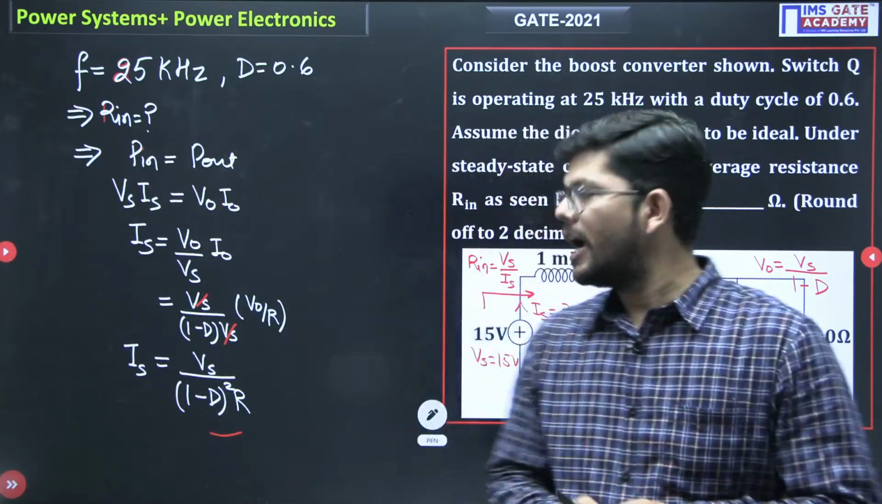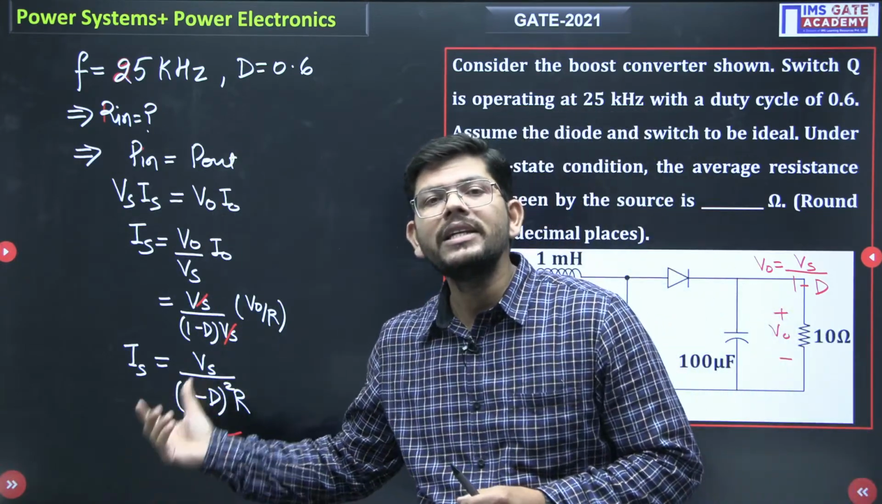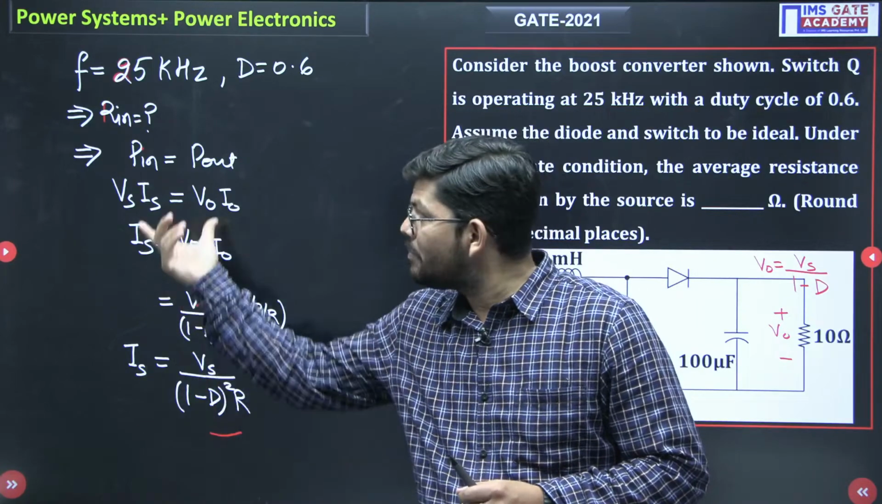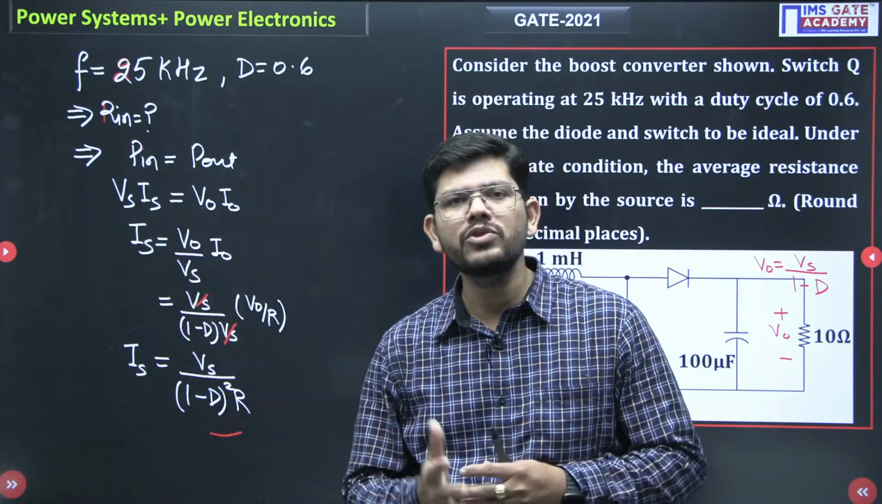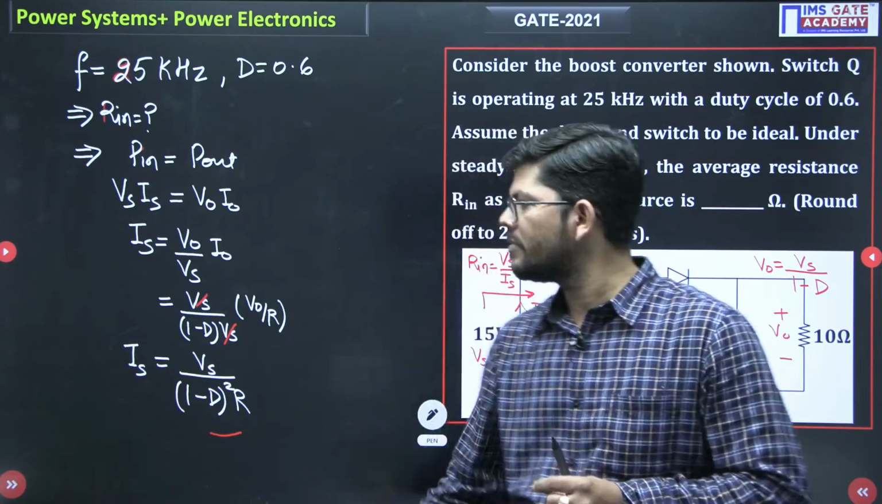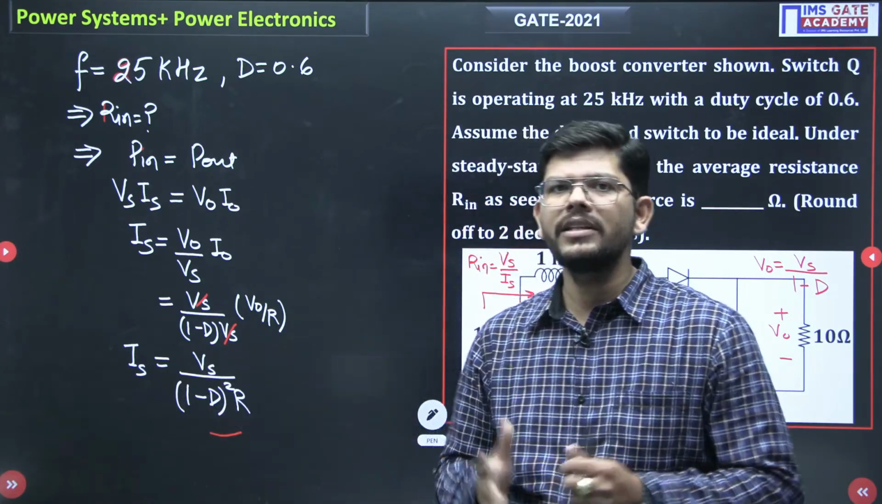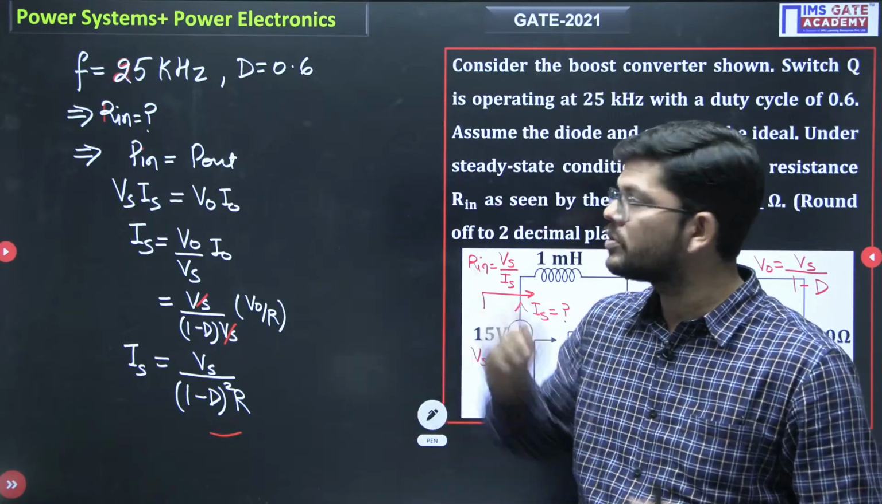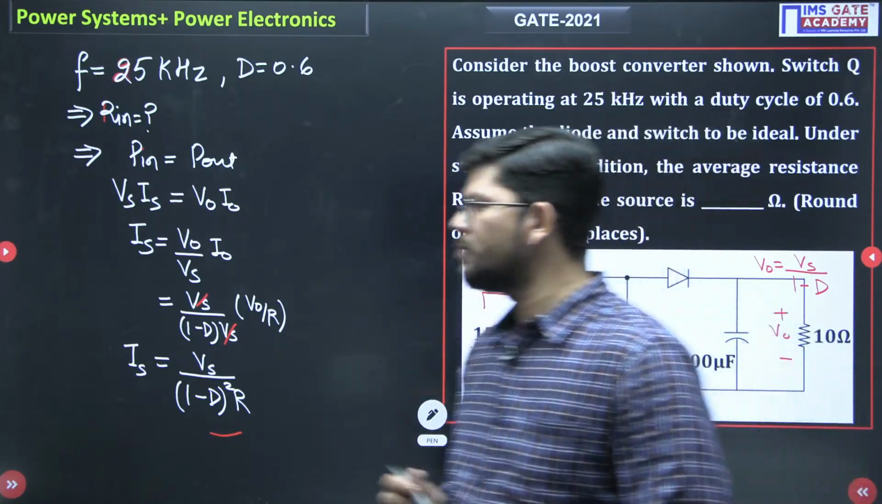So whenever you have to find the source current, this trick you have to apply. You have to apply the power balance, that input power is equal to output power. Once you apply this condition, surely you will get the value of source current. And this is the one that we require here to solve this question. So now it's time to put the values.